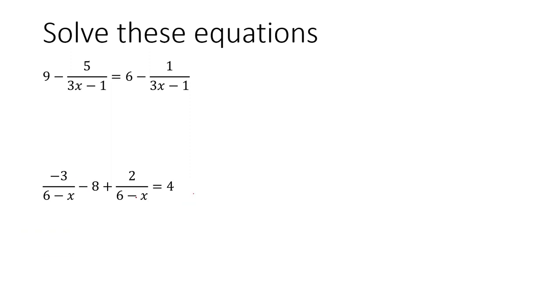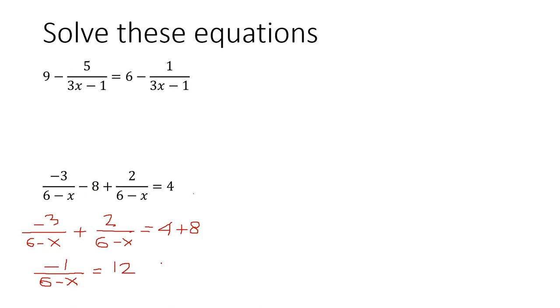If negative 8 moves to the second term, this equation is going to be negative 3 over 6 minus x plus 2 over 6 minus x equals 4 plus 8. Why plus 8? Because negative 8, if moved to the right side, becomes positive. Okay, and later on, negative 3 plus 2 equals negative 1. Negative 1 over 6 minus x equals 12, since 4 plus 8 is 12.